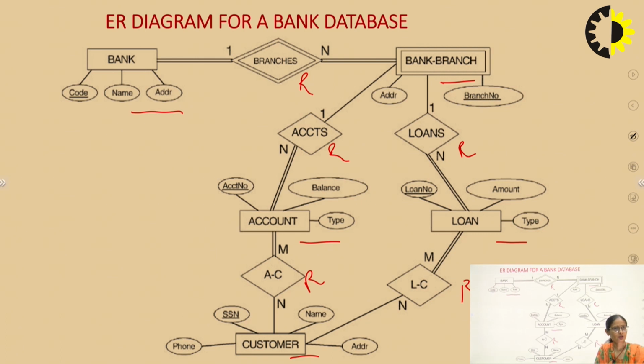These are my relationships. This is my total participation, and this is again the double line showing total participation, and with the single line we are showing partial participation. Then this is my primary key, again this is my primary key, and with the help of this, there is another way to show the cardinality, that is one-to-one relationship or many-to-one relationship and so on.